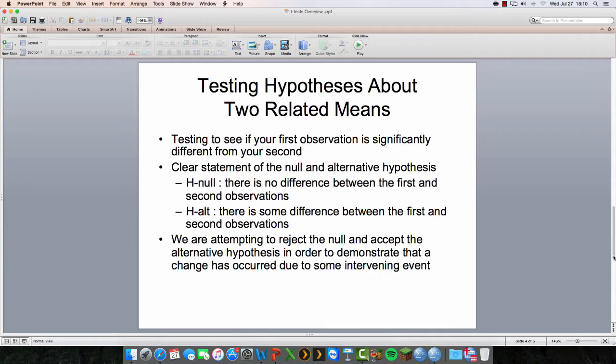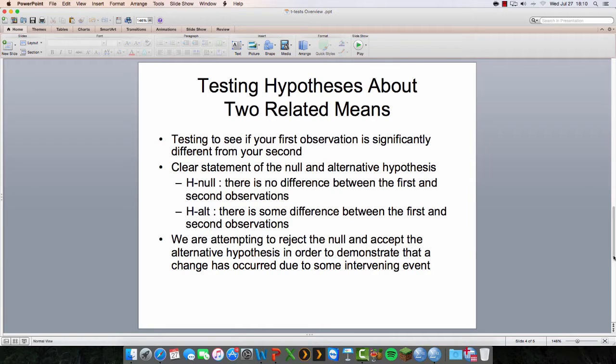When testing hypotheses about two related means, we're looking at a different type of t-test. The first one was the one sample t-test. Now we're talking about a paired sample t-test or a dependent sample t-test. Lots of different names for this same procedure, but it describes the same thing.